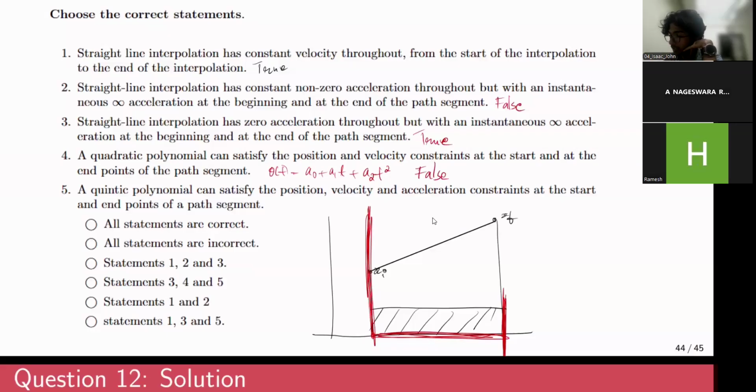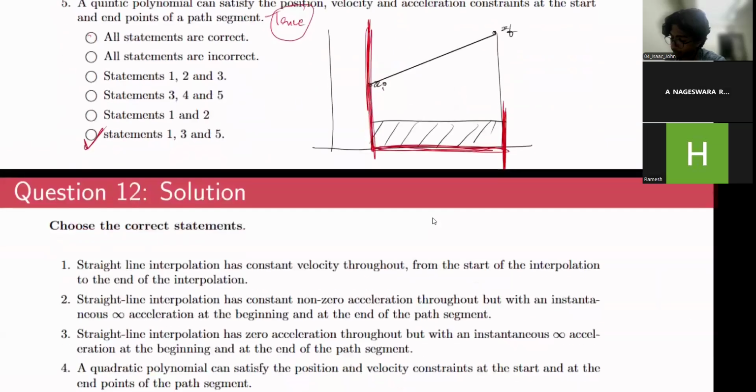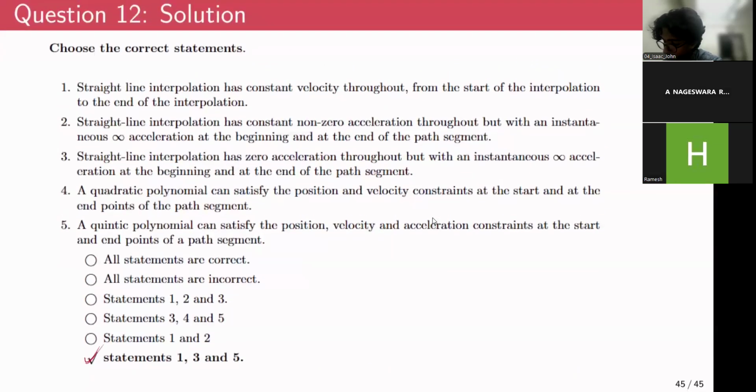The fifth one is a quintic polynomial can satisfy position, velocity, and acceleration constraints at start and endpoint. So that's true. We have discussed this already. So the correct statements are option 1 is true, option 3 is true, option 5 is also true. So I think out of all these options, the final option, F, is the correct answer. Yeah, so that is indeed the correct answer.